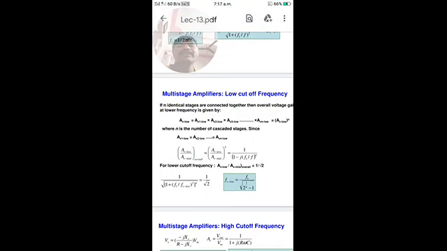or we can write FL by F is equal to under root 2 to the power of 1 by n minus 1, or FL of the nth stage is FL divided by under root 2 to the power of 1 by n minus 1. Similarly, we can write the equation for the voltage gain in the high frequency region.